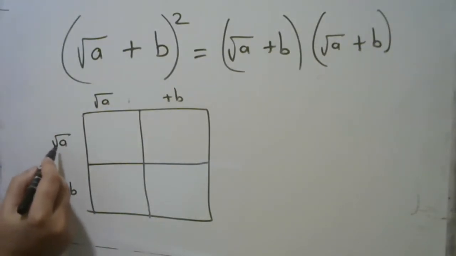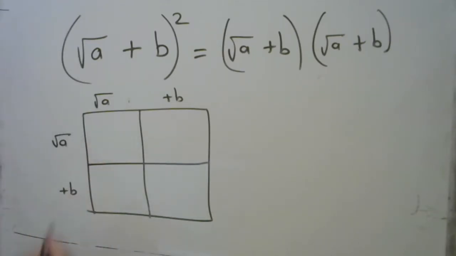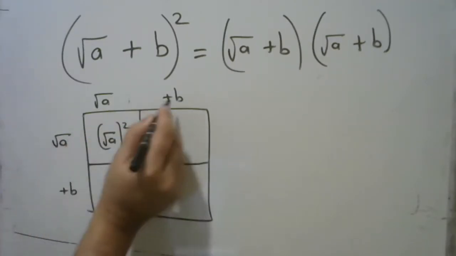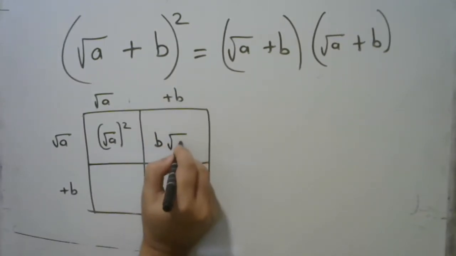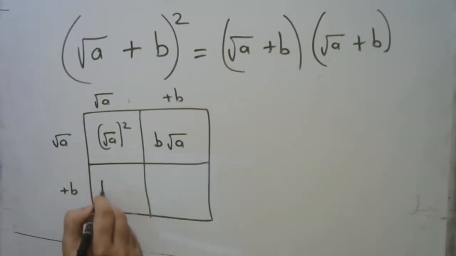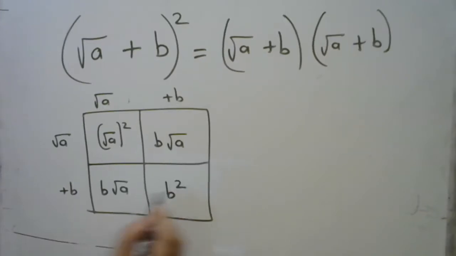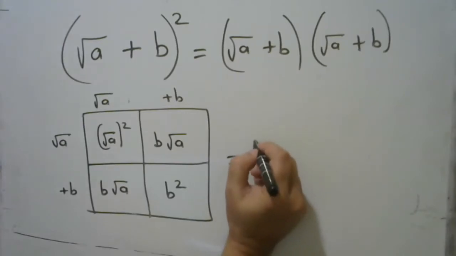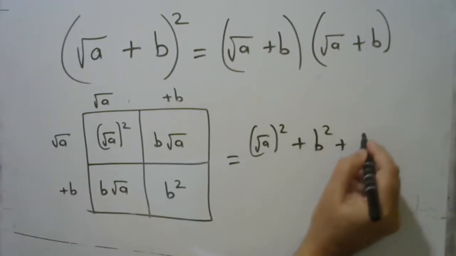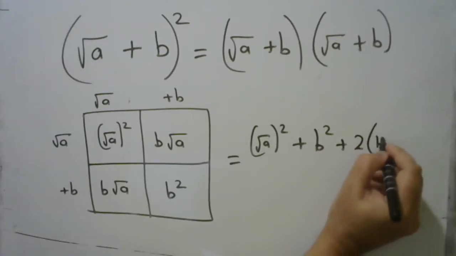Now, root a multiplied by root a. What this means, I'll just put it here for now, root a squared. Root a by positive b is b root a. And b by root a again here is b root a. And b by b is b squared. So in this case, we have this is equivalent to root a all squared plus b squared plus 2 times b root a.